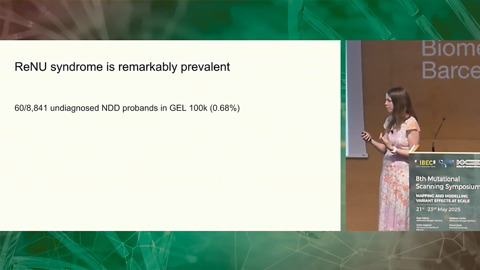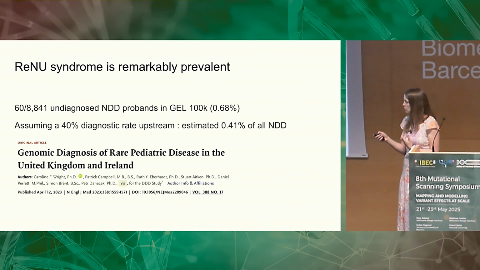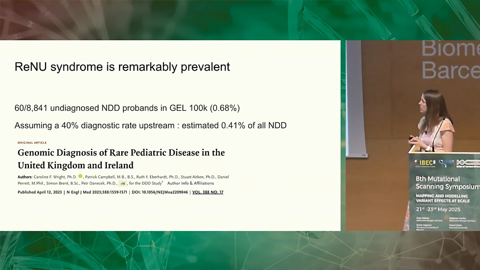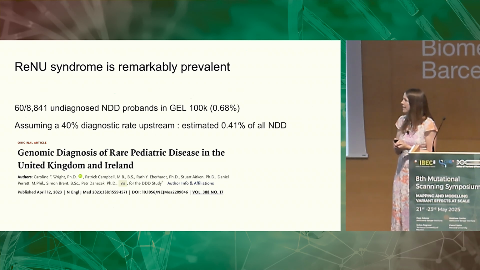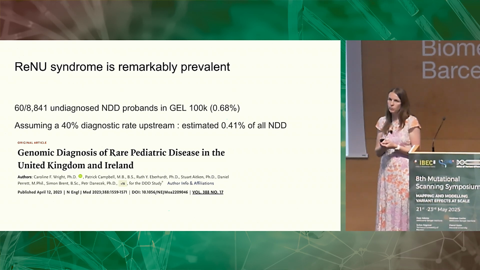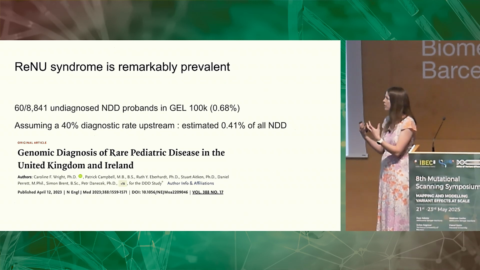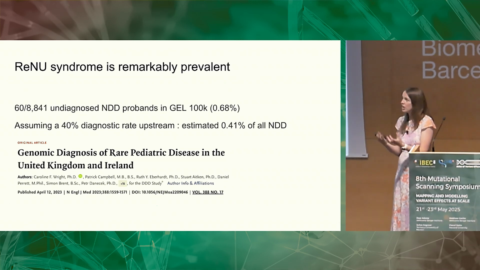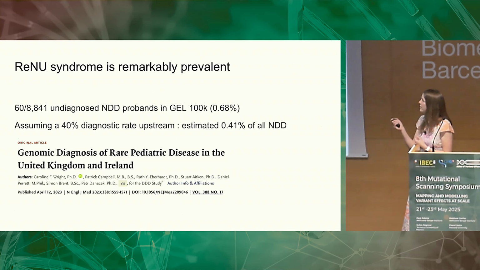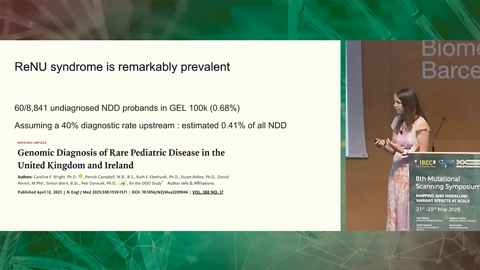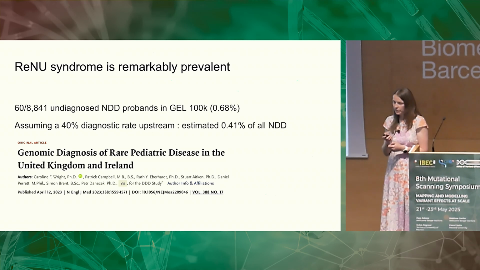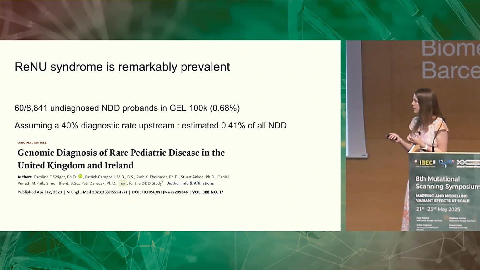It's too expensive. So instead, we tried to estimate this using the diagnostic rate from the UK-based Deciphering Developmental Disorders, or DDD cohort, where they had a 40% diagnostic rate in their cohort. So if we assume that the diagnostic rate is 40% before we create our undiagnosed NDD cohort in GEL, that would give us an estimate of about 0.4% of all NDD being caused by variants in this gene. That sounds pretty small, but NDDs are very, very heterogeneous.